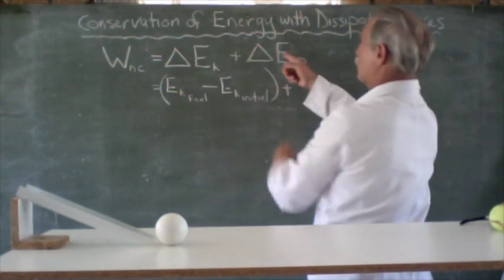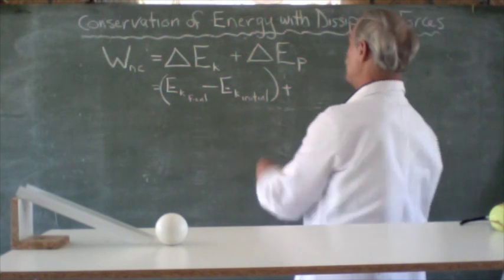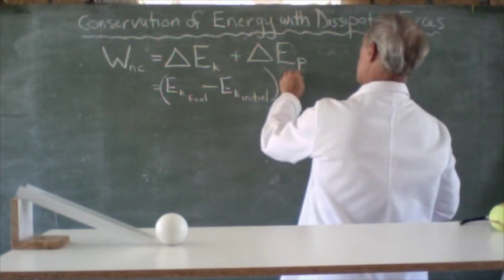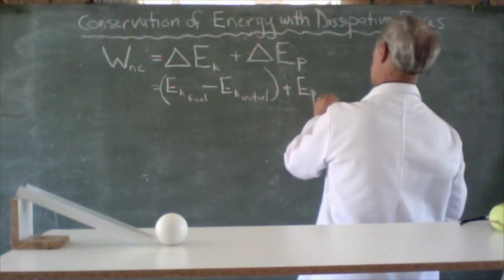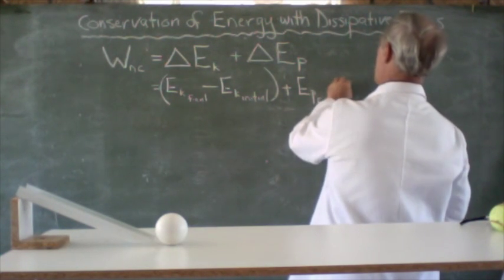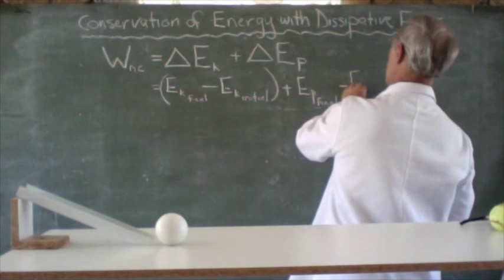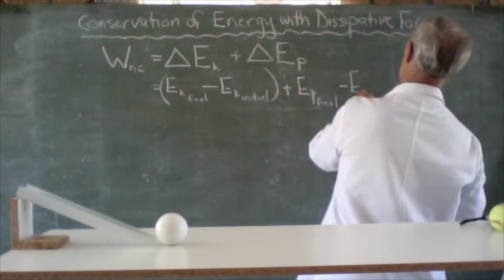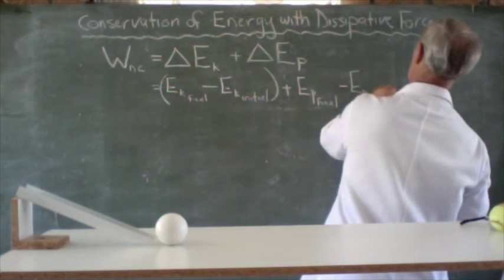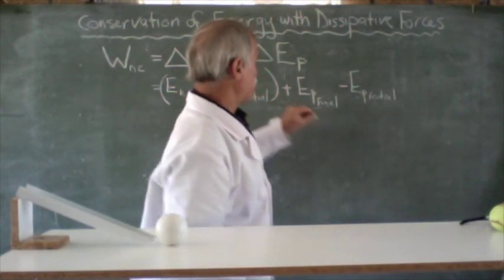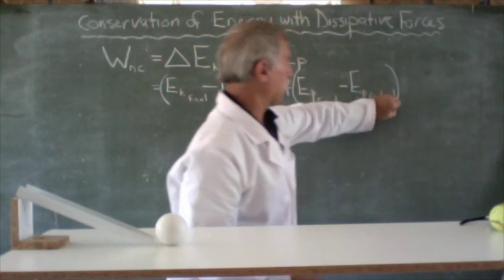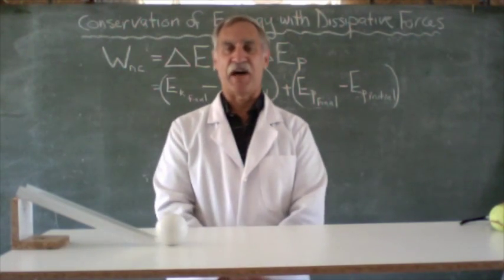Plus, what would a change of potential energy be? It would be EP final minus EP initial. See how we've used subscripts to identify all of our factors.